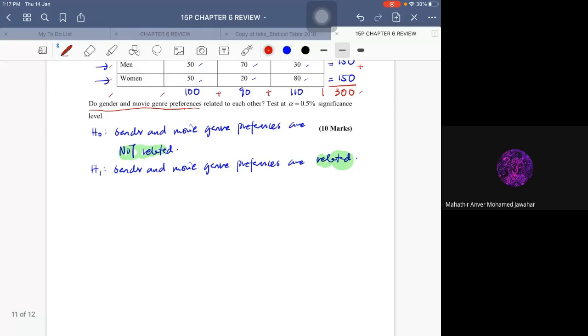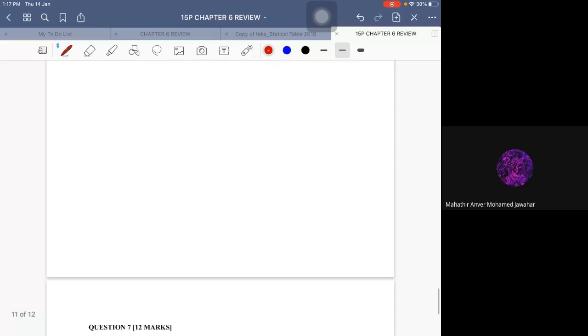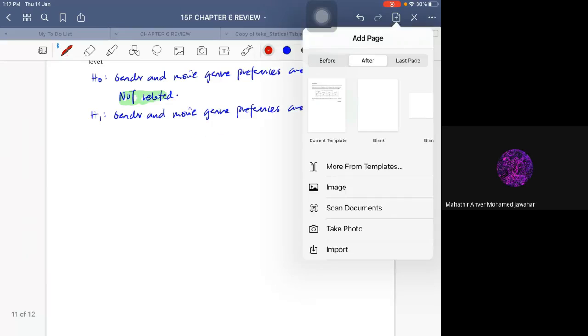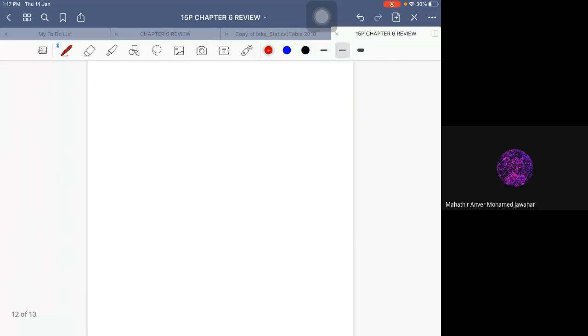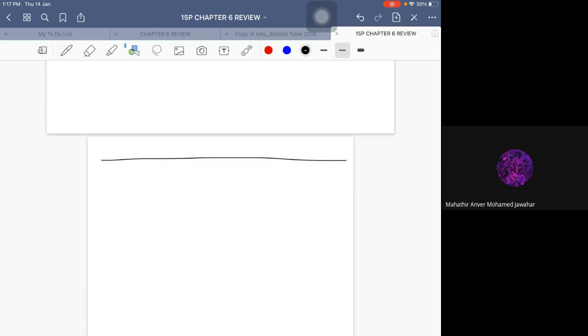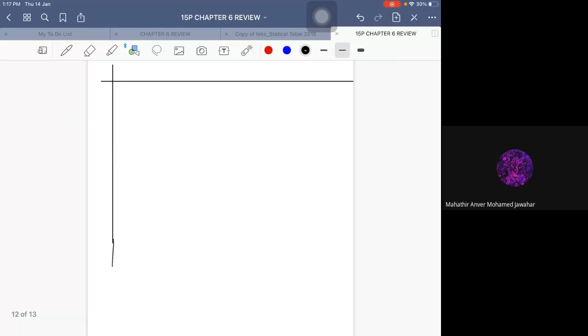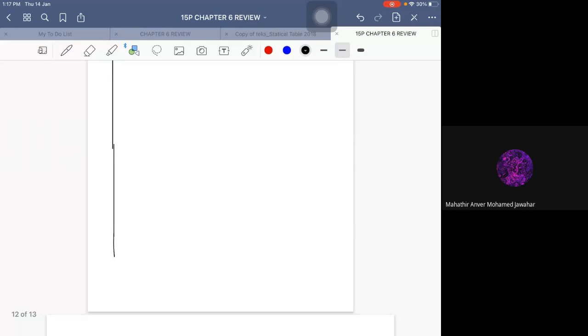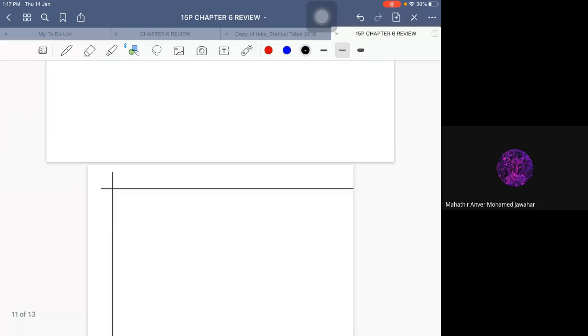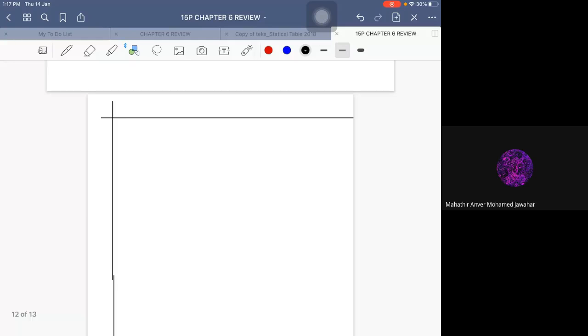Now that I already have the grand total, it's going to be the same as before. Let me make a table, and let's do that properly. This is going to be the position of my data. I'm going to have 6 cells, so let's make it big. And this is going to be the observed value.